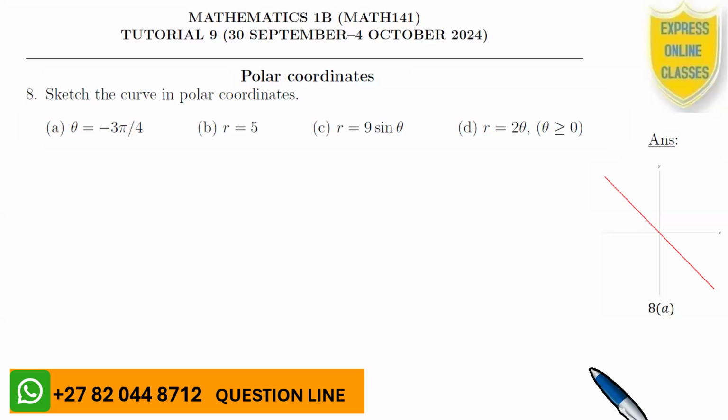To sketch, this one is an angle. So how do we sketch an angle, and what does an angle represent? That is something that you need to think about. What does an angle represent?